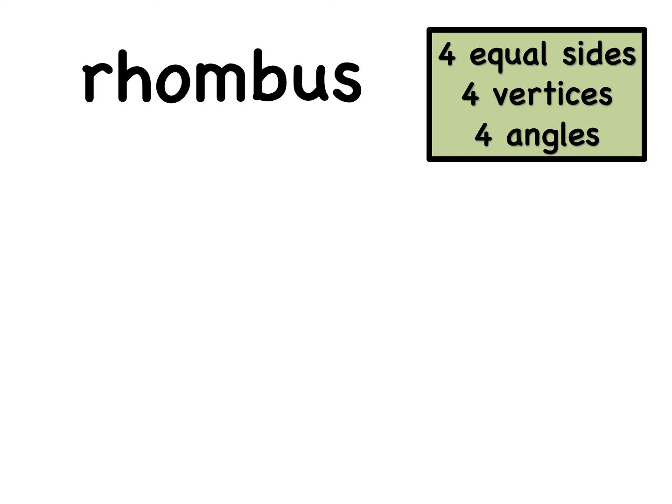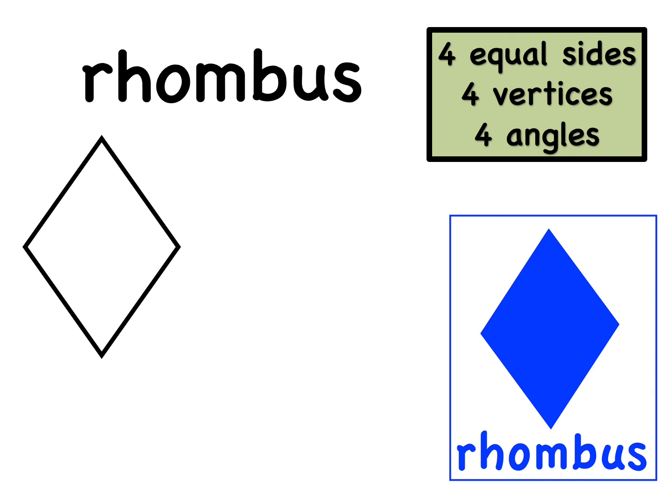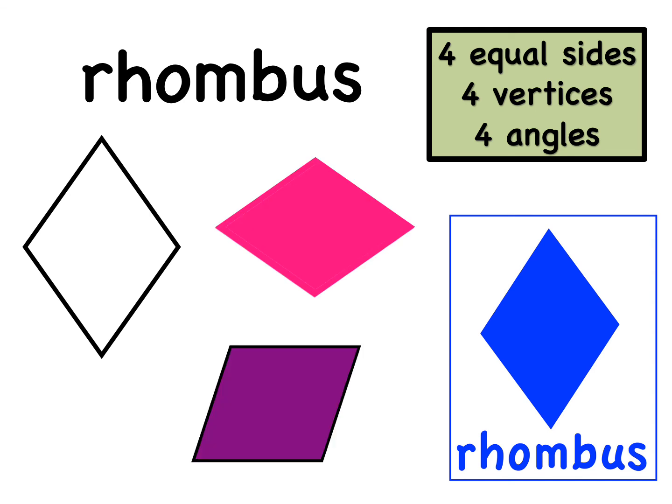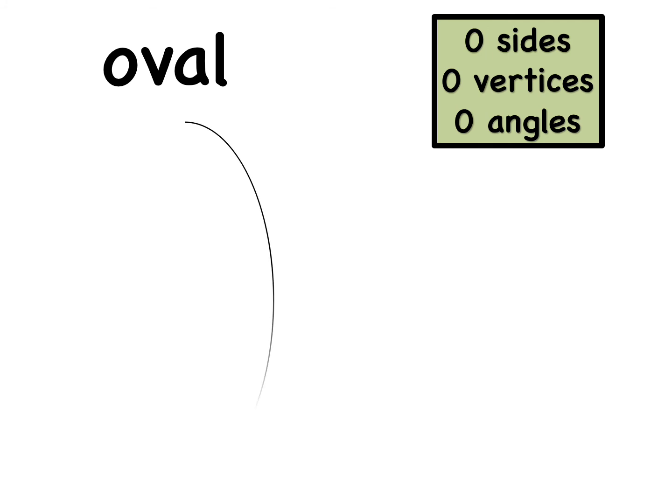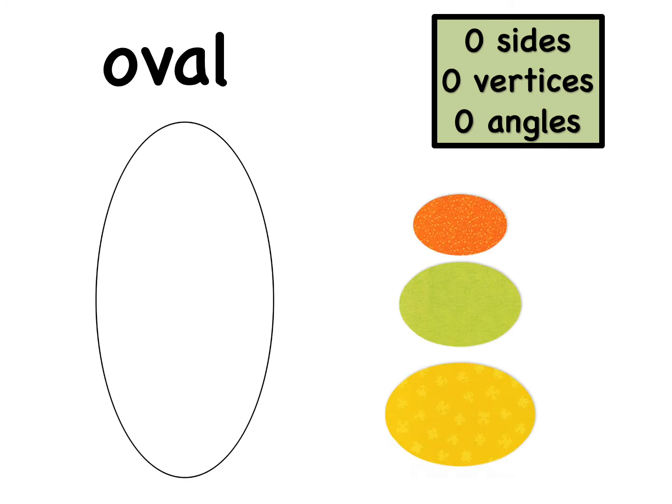Here's a rhombus. A rhombus also has 4 equal sides, 4 vertices, and 4 angles. And this one is an oval. An oval has no sides, no vertices, and no angles.